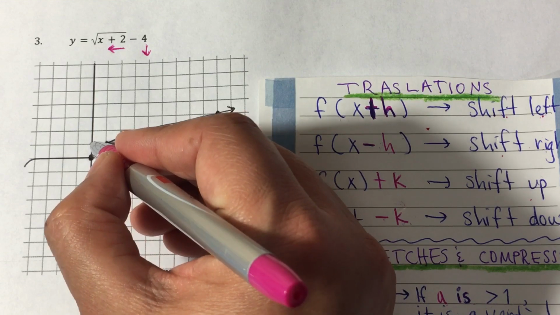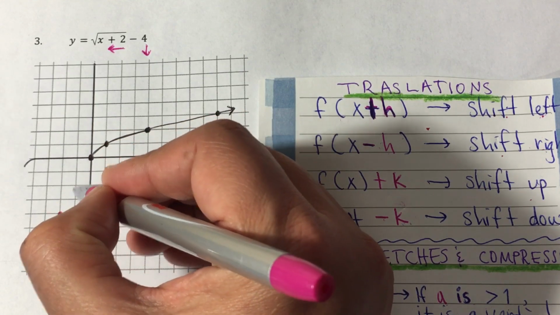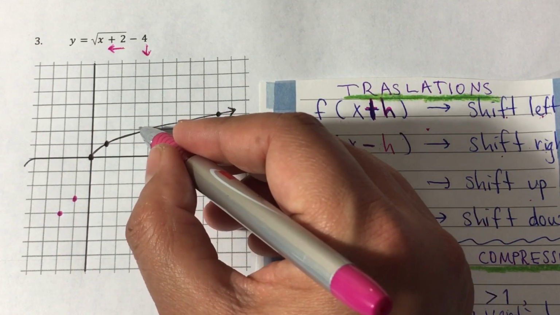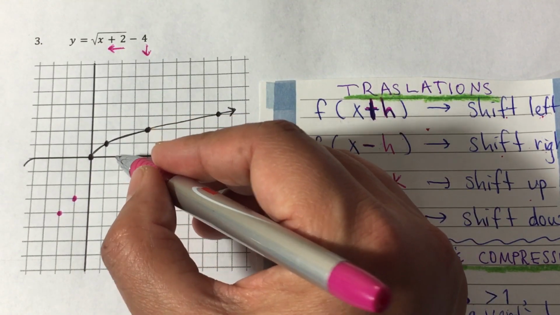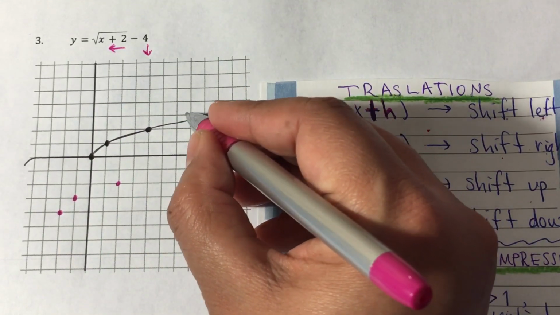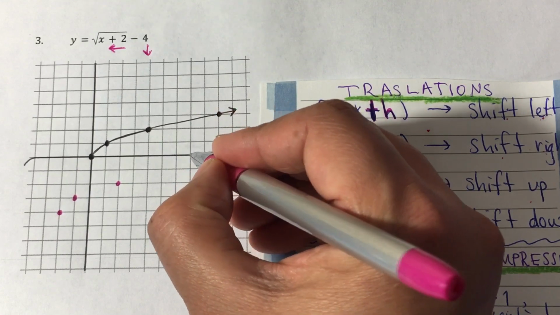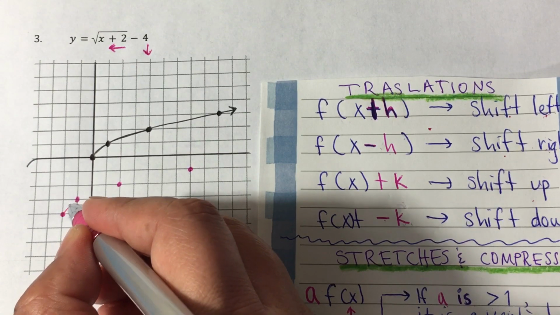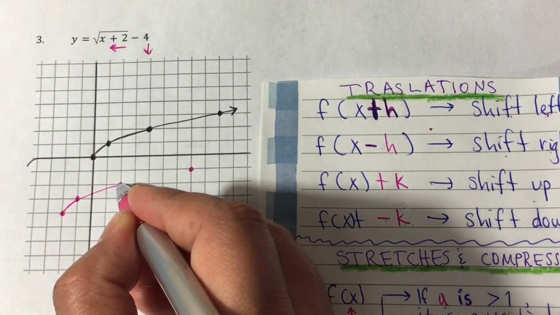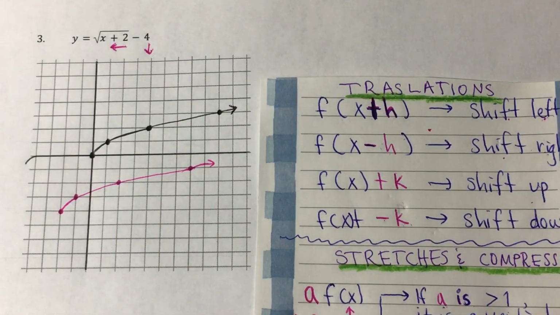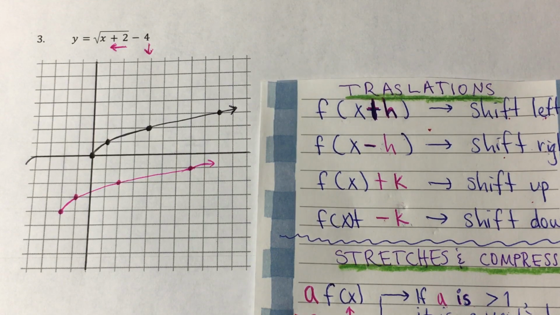The next one is 1, 2, 1, 2, 3, 4, right there. This one, 1, 2, 1, 2, 3, 4. For this one is 1, 2, 1, 2, 3, 4. So that's our mother graph, and this will be our transformed graph, where you add 2 inside and subtract 4 outside.